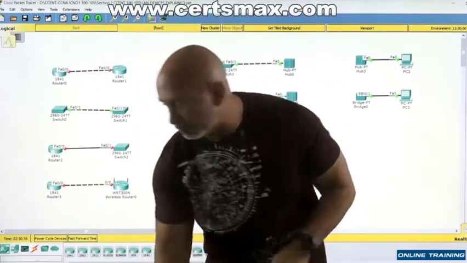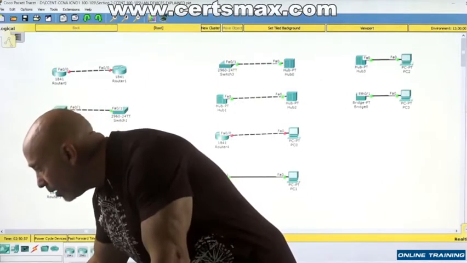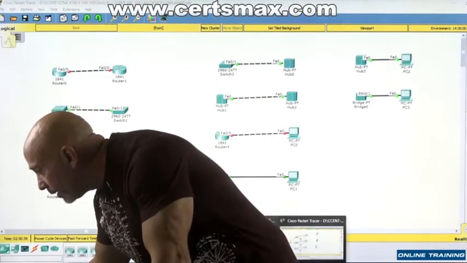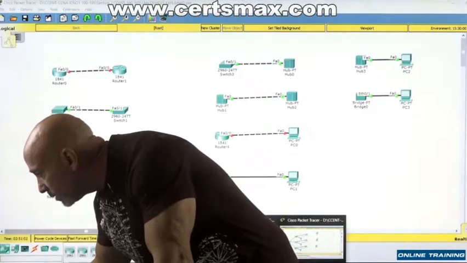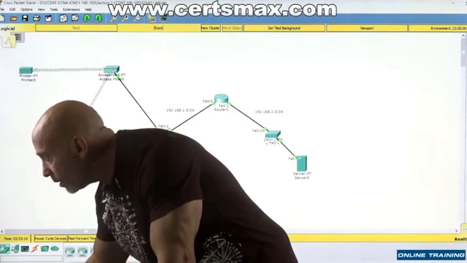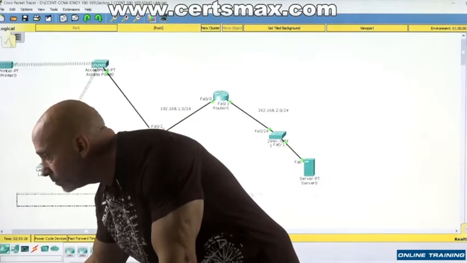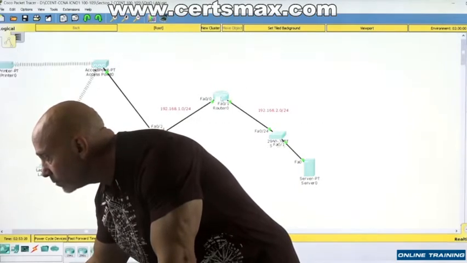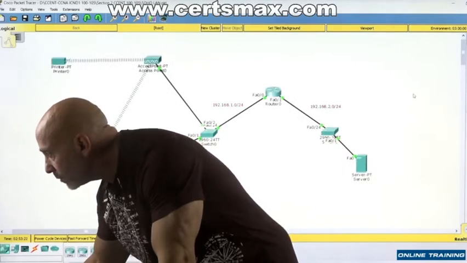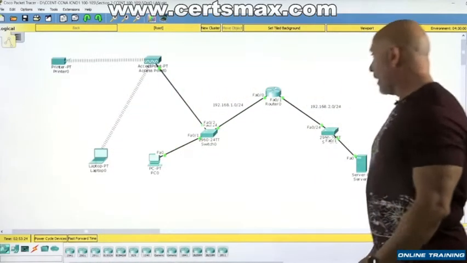Where's my mouse? Okay, and there it is, right there. Okay, I think you can see that. Zoom in a little bit more. All right. Oh yeah, you can see that.